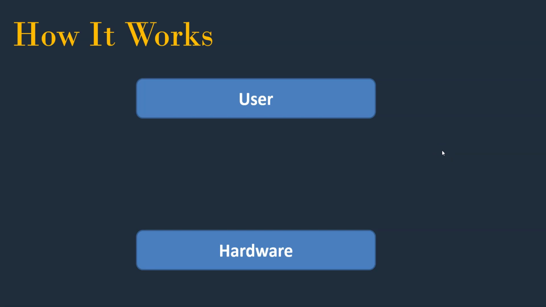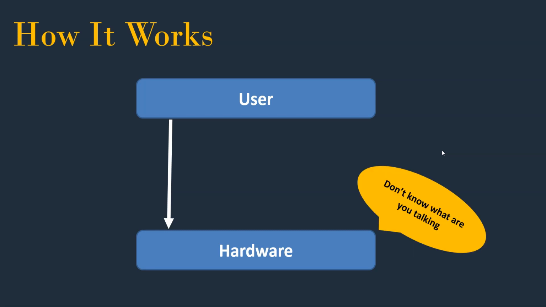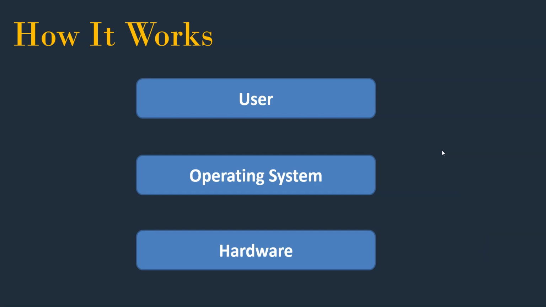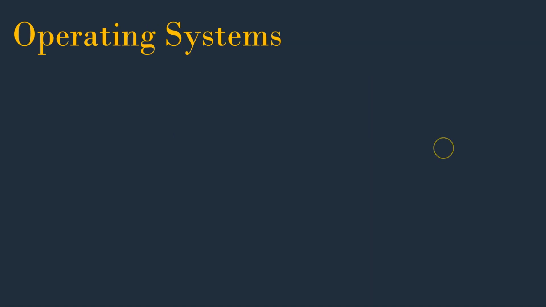If a user directly communicates with the hardware, the request goes to the hardware, but your hardware says, I don't know what you are talking. That is where we need operating system. Now you can send your request to the operating system because operating system can understand what you requested. And then it sends to the hardware and it gives the response again to operating system and it passes the response to you where you can understand what is the response. That's how it works.